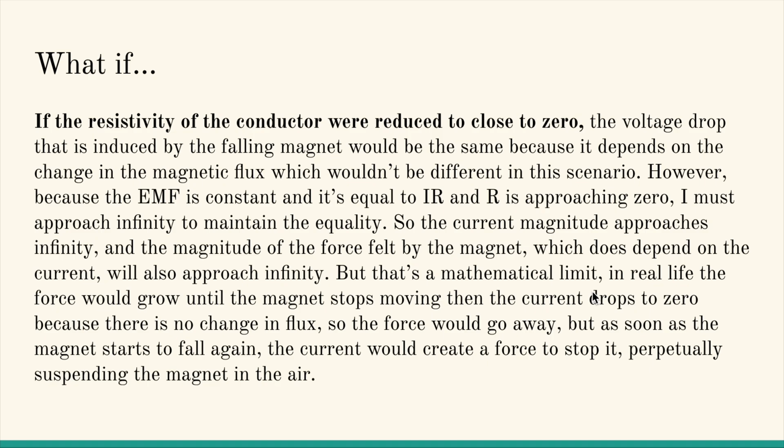However, that's a mathematical explanation. What would really happen is once the force gets to a certain point where the magnet is not moving, the current will go to 0 because there's no more change in magnetic flux, and so it would completely stop, and gravity would take over again, but then the current would come back up, go back to infinity, and so it would keep the magnet in the same spot. It would just levitate. That's what would happen.